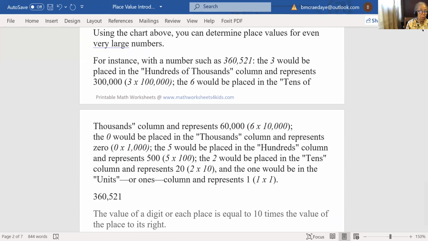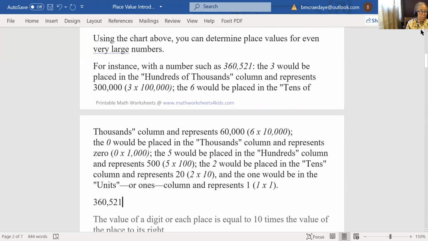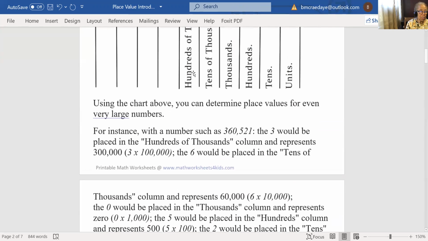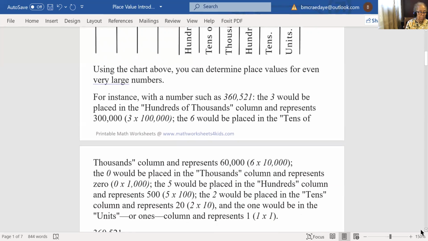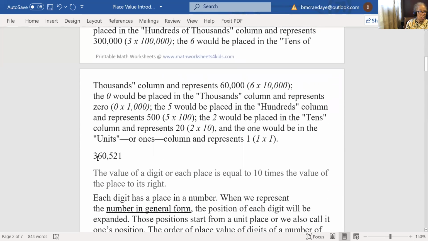Going back to your chart, you see this 6 column is hundreds of thousands. This column is units. This is tens. This is hundreds. This is thousands. This is tens of thousands. So let's go back to our number.